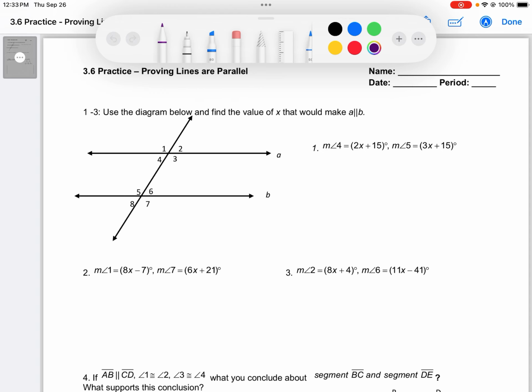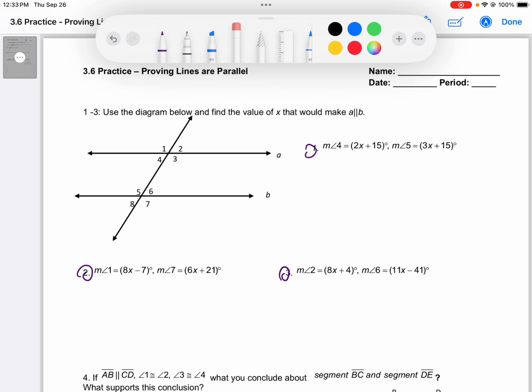All of 3.6 is about proving that lines are parallel. This is kind of flipping what we learned in 3.4 and 3.5, where we were told these lines are parallel and able to make conclusions and conjectures based off of that. Now we're given other information and we're trying to either prove that lines are parallel or find solutions that make them parallel. In this case, we have 3 questions, 1, 2, and 3.